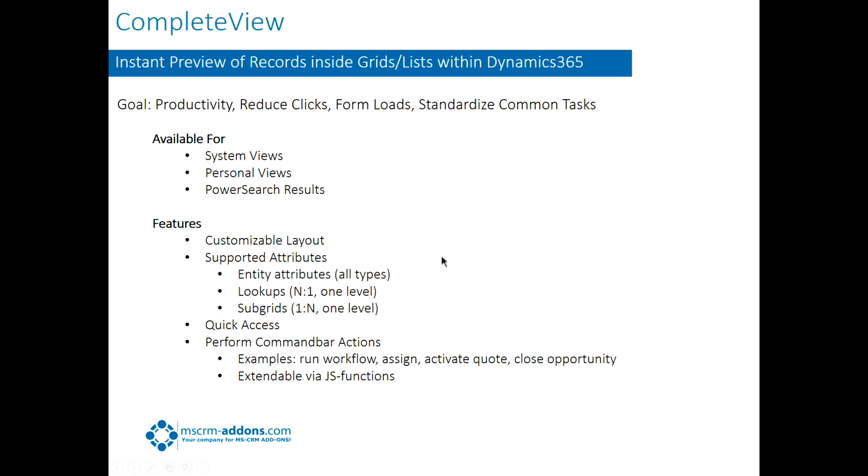The last thing is that you can perform command bar actions. Some good examples: if I want to assign an opportunity to someone else, or if I have a list of quotes and I need to activate a quote, I can do so. Close an opportunity, run a workflow, etc. These command bar actions are all extendable via JavaScript functions. So anything you can come up with via JavaScript, you can create a button for it and have it do what you want. So it's really handy.